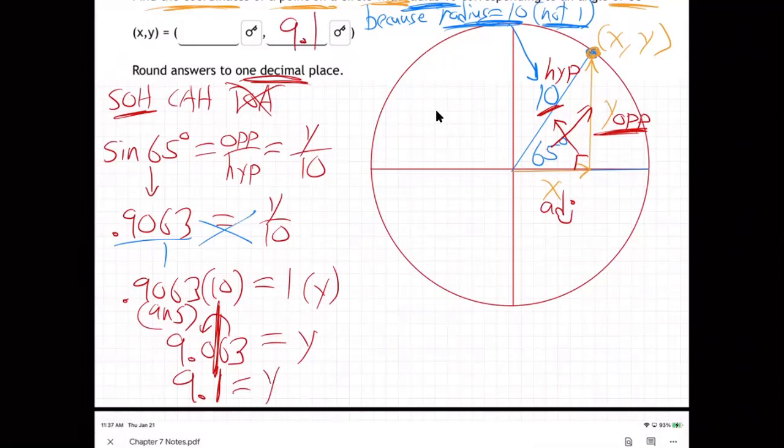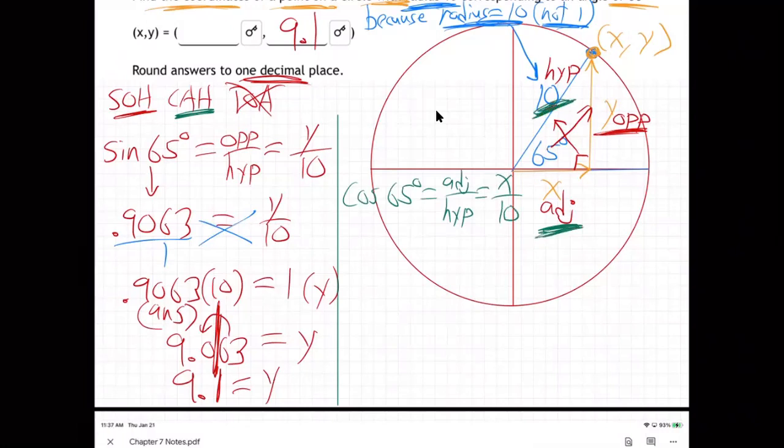Now let's find x. To find x, I'm going to use cosine, aren't I? Because x is the adjacent side. So the cosine of 65 degrees is adjacent over hypotenuse, which is x over 10, right? Because x is the adjacent, and the hypotenuse is 10. So use your calculator, cosine of 65, make sure you're in degree mode, 0.4226 equals x over 10.